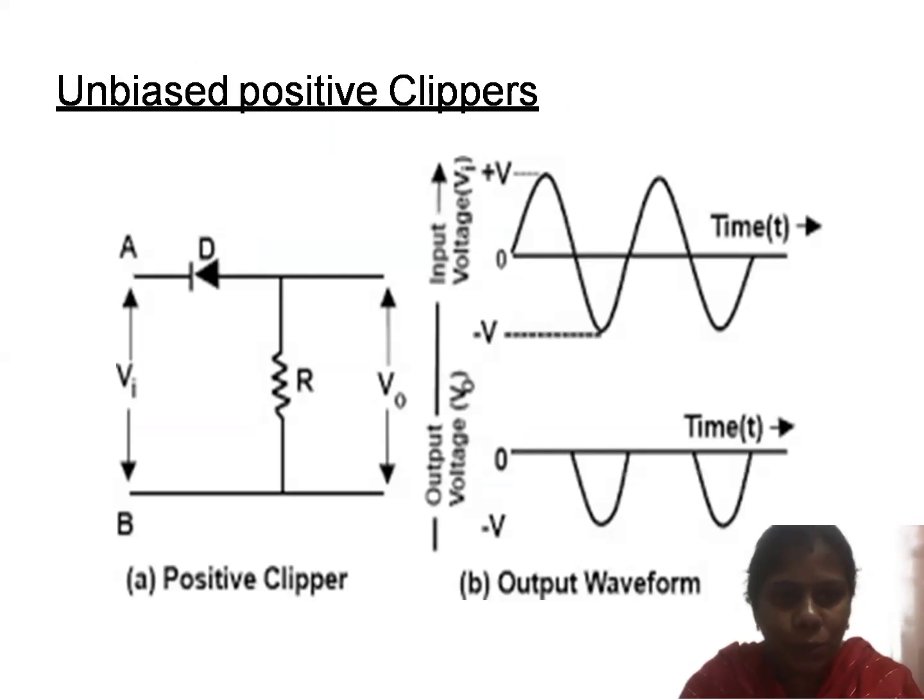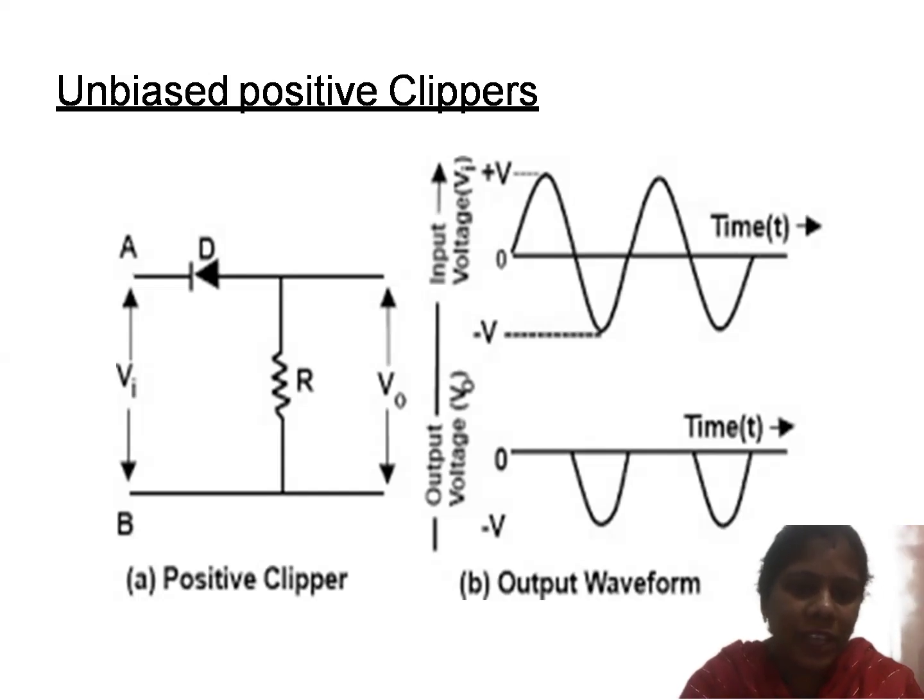So this is the unbiased positive clipper. The name itself indicates unbiased, meaning we are not giving any DC reference voltage to the circuit. And it is a positive clipper, meaning the positive portion of the signal is going to be clipped off, and the remaining portion of the signal is taken as the output waveform. This is possible with the help of this circuit diagram. We can design the positive clipper like this. This comes under the series clipper, because the diode D is in series with the load R.